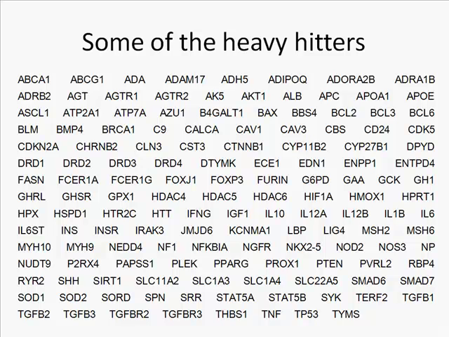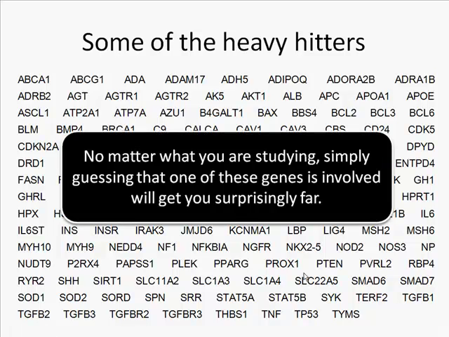There's more, I just didn't want to put too many on the slide, but you'll see P53, I think it has like 800 GO terms. So no matter what you're studying, simply guessing that one of these genes is involved will actually get you pretty far. You don't need to do any experiments, just write the grant about P53. You're probably right.